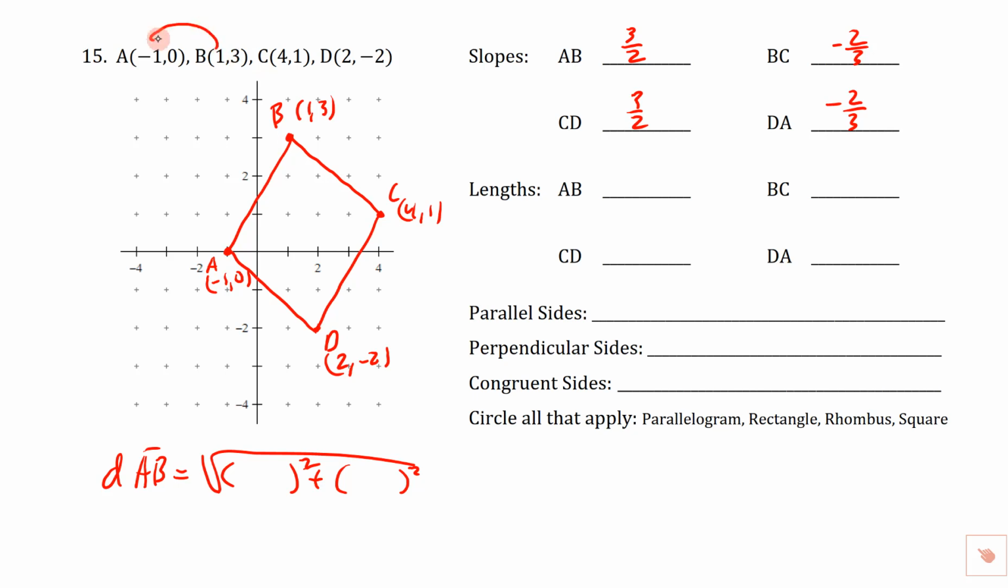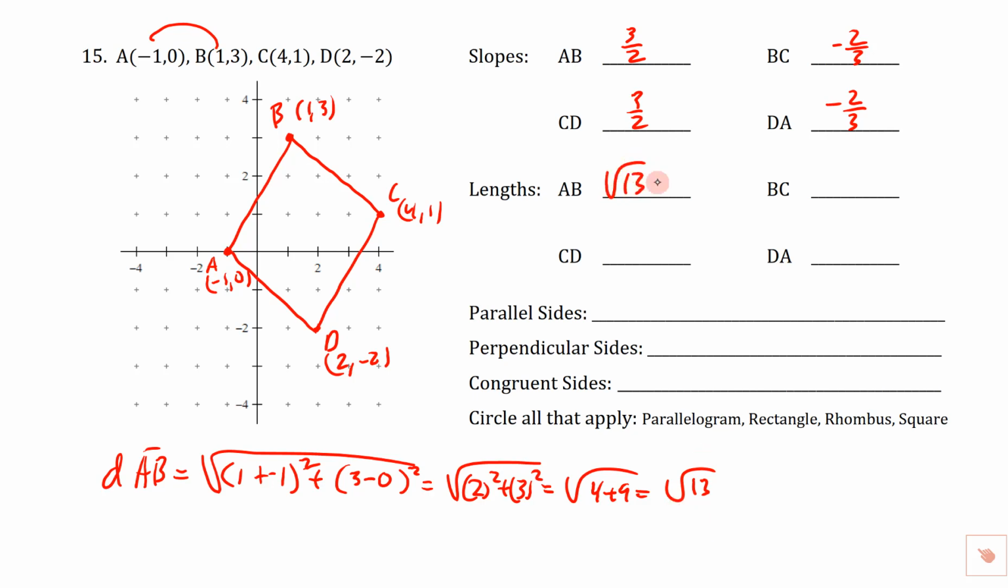So I'm going to do the difference between the x's, so x2 minus x1, so 1 minus -1, and then 3 minus 0. So this is going to be a plus, so we end up with 2 squared, and then 3 squared. So we end up with a 4 and a 9, so this is the square root of 13.